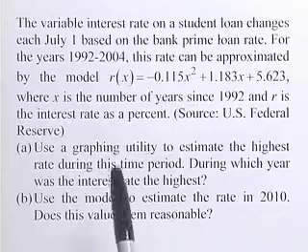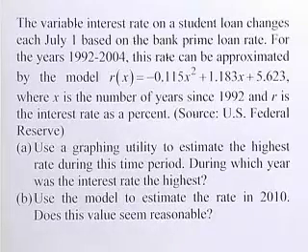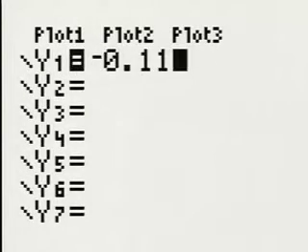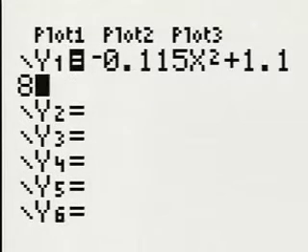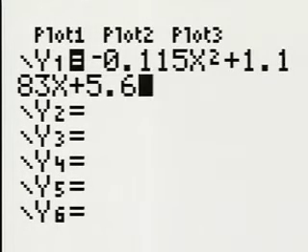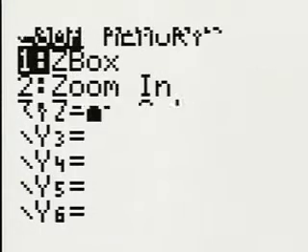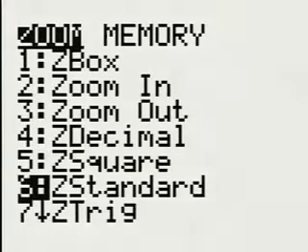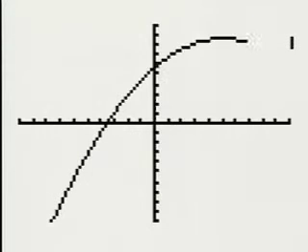So to begin with, we need to enter our model into our graphing calculator in Y1. So we'll go to our Y equal to screen and we'll enter negative 0.115x squared plus 1.183x plus 5.623. And we need to graph that. Let's go ahead and start with a standard window just to get an idea of what's going on. So we kind of see our graph looks like a parabola that's opening down.